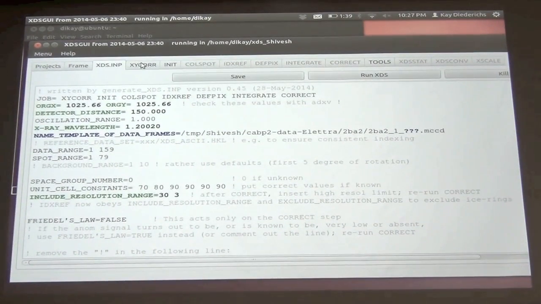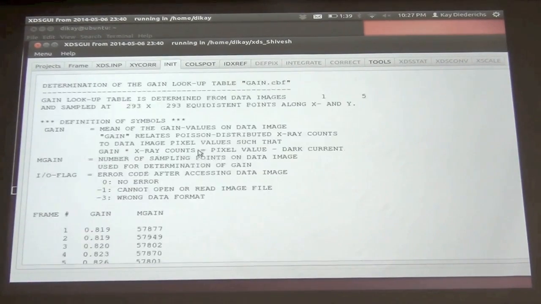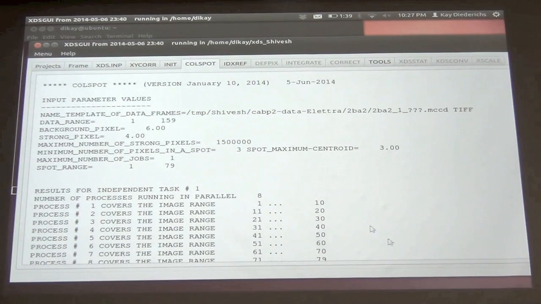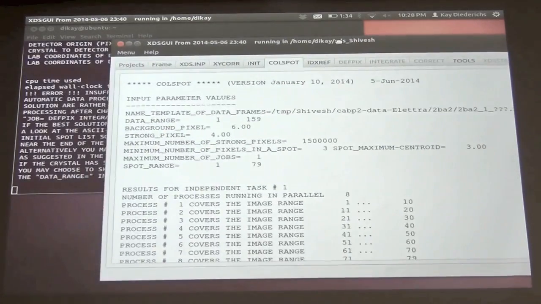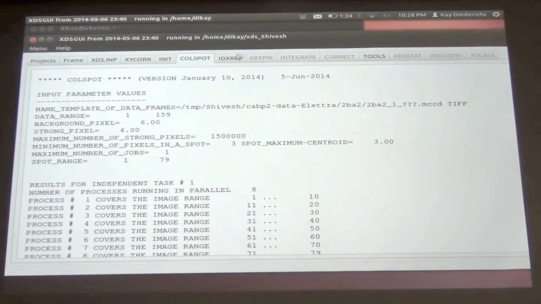tabs are being filled. So XYCORR, this is the LP file, the log file of the XYCORR, the INIT step. Read all of these. Not very interesting. COLSPOT is now running. Now, this is also different from other programs. I prefer in XDS to use many frames for spot finding and indexing. It makes things more robust, the results are better. It can index on a single frame or on 2 frames 90 degrees apart, but the recommended way is to use the first part of the data set for indexing, and that gives the best results, I would say.